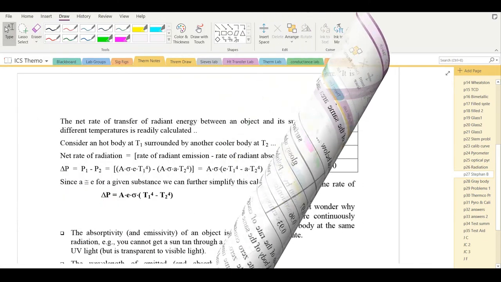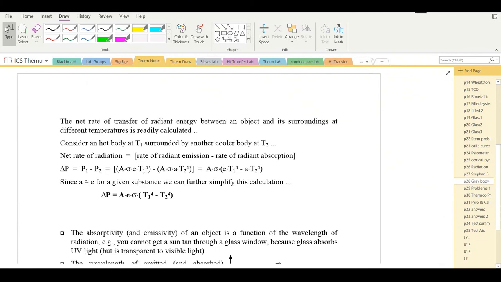Page 28. Right, so on page 28, this is our last page, the net rate of transfer of radiant energy between an object and its surroundings at a different temperature can be readily calculated. We'll look at this when we do a problem associated with it. I'd like to finish up this page.